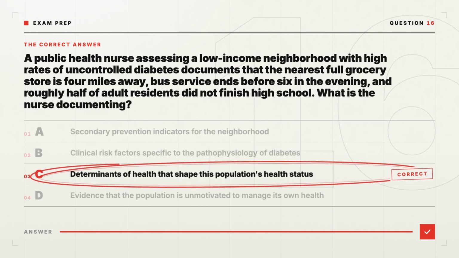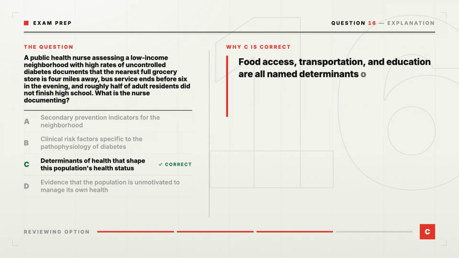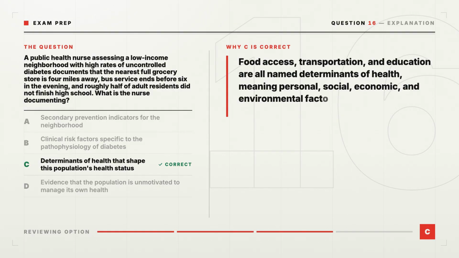The correct answer is C. Determinants of health that shape this population's health status. C is correct because food access, transportation, and education are all named determinants of health, meaning personal, social, economic, and environmental factors that influence the health status of populations. They are the reasons behind the reasons that diabetes control is poor in this neighborhood. Population-focused practice works on these upstream conditions rather than only on the resulting illness.